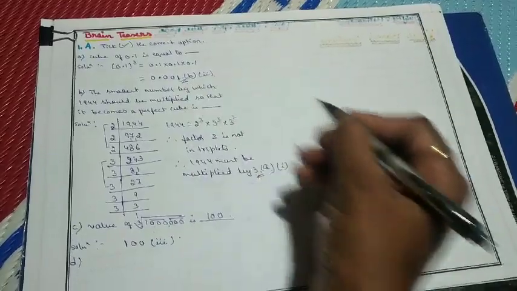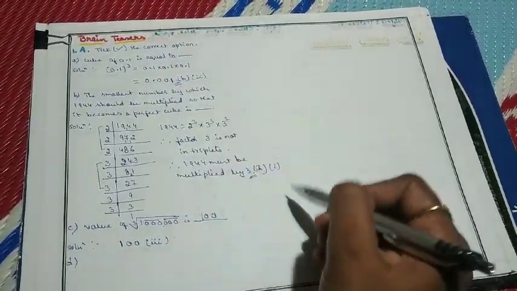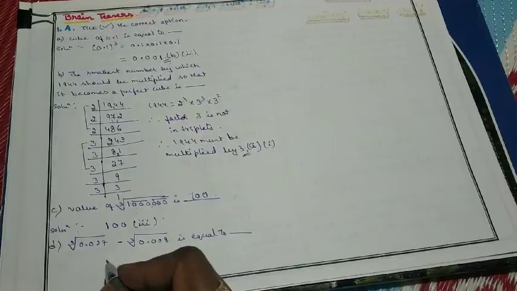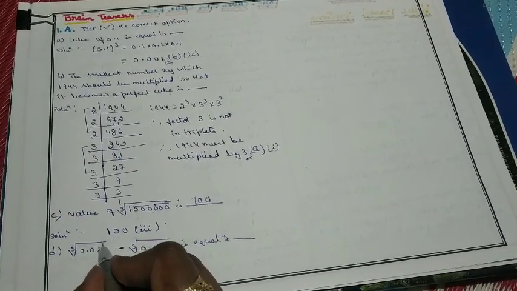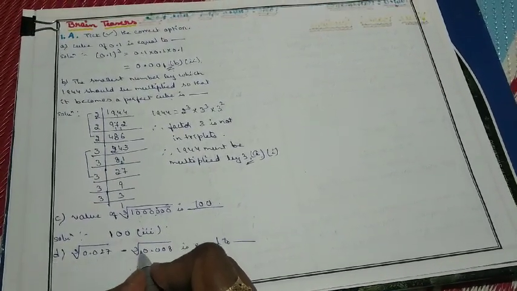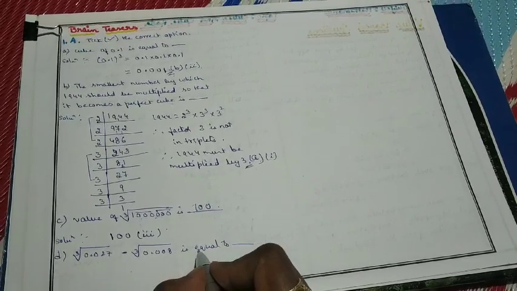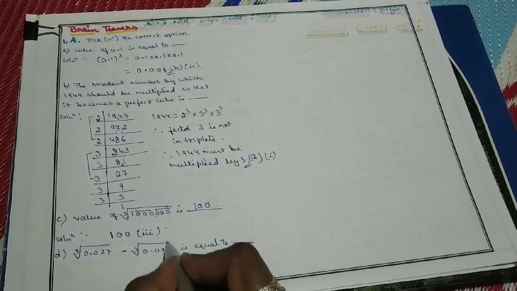Here the options are not given as A, B, C, children. It is given like this. Okay, let me move to question D. Cube root of 0.027 minus cube root of 0.008 is equal to, meaning we need to find its value.